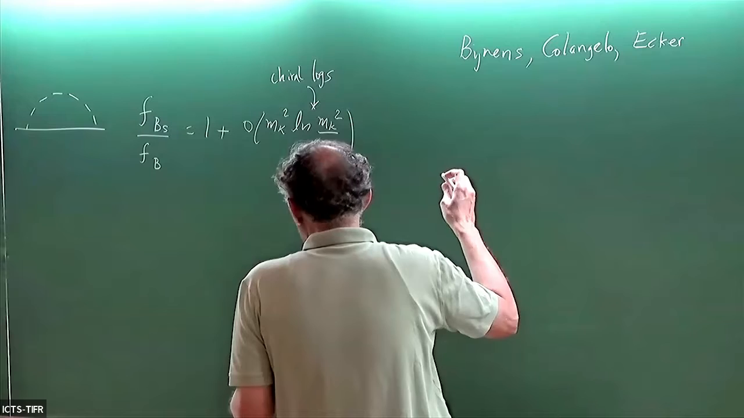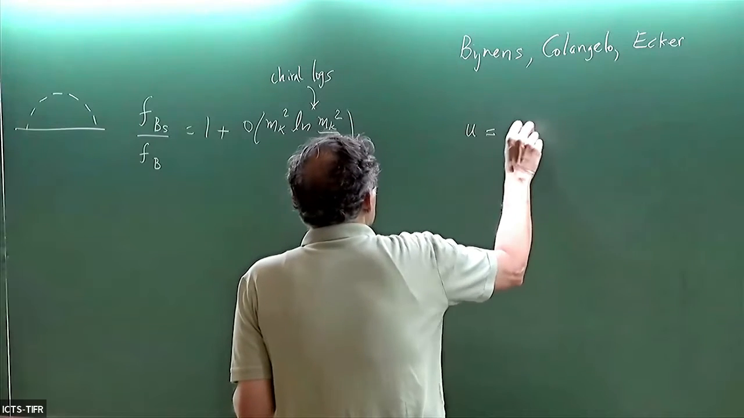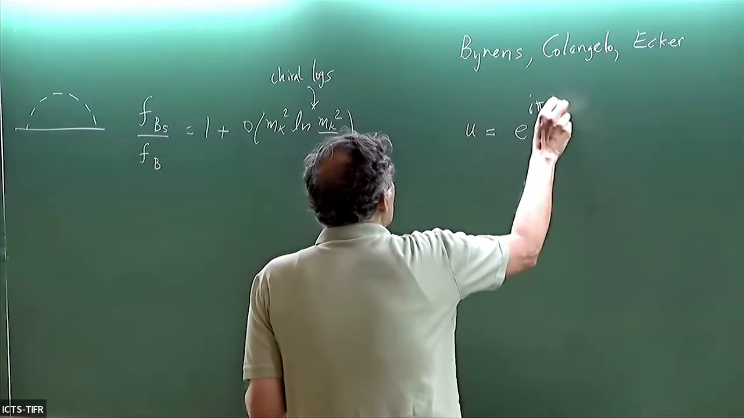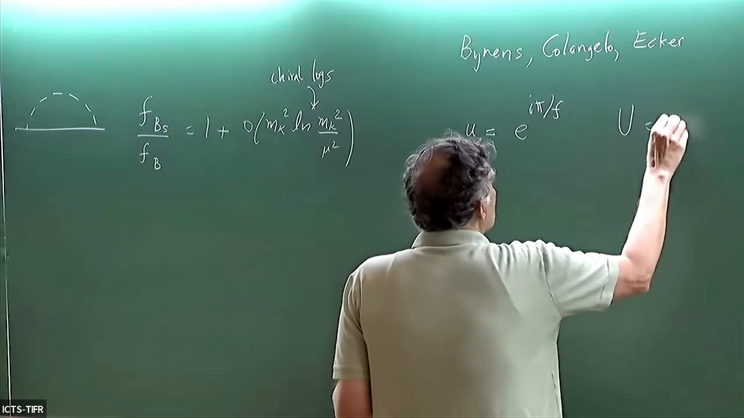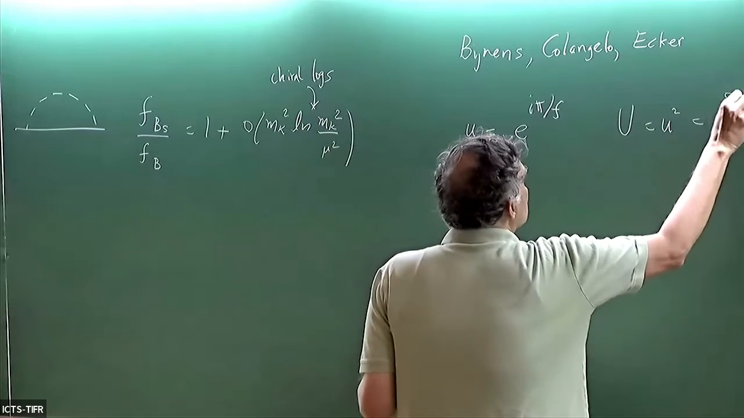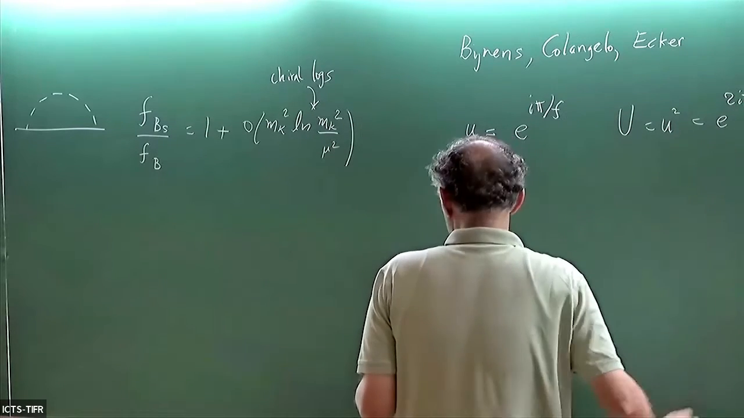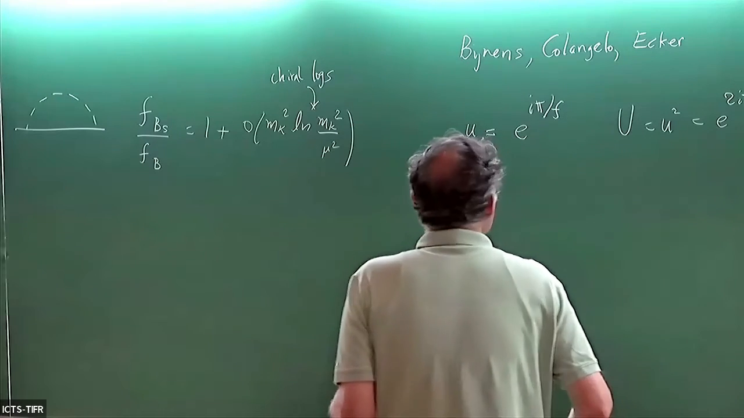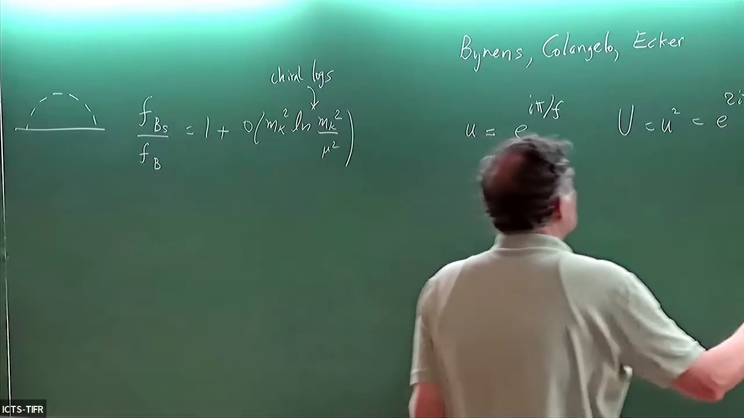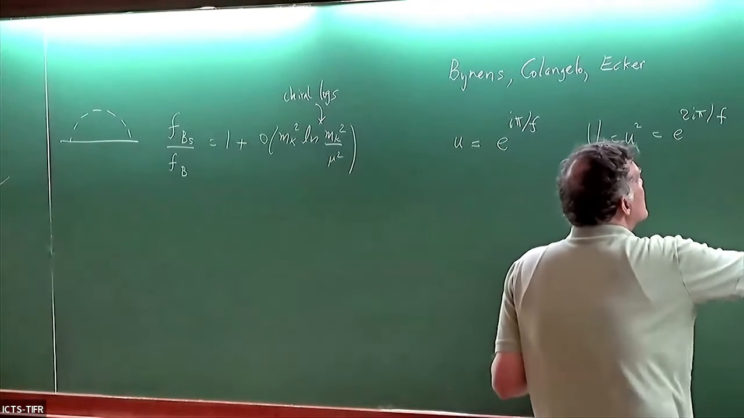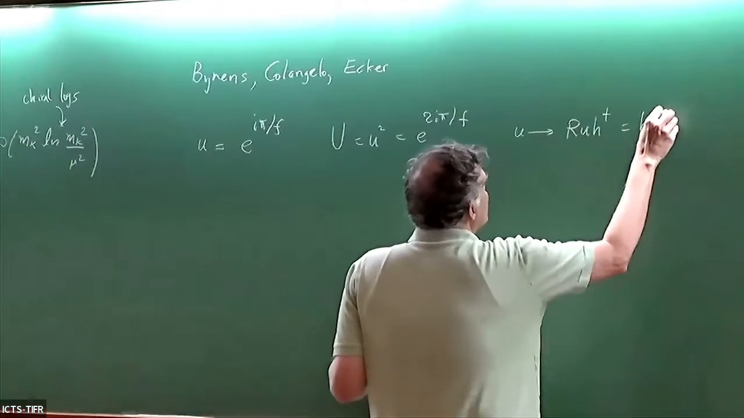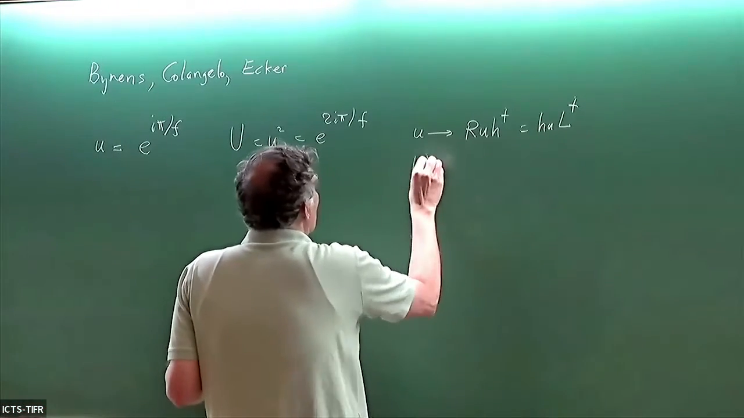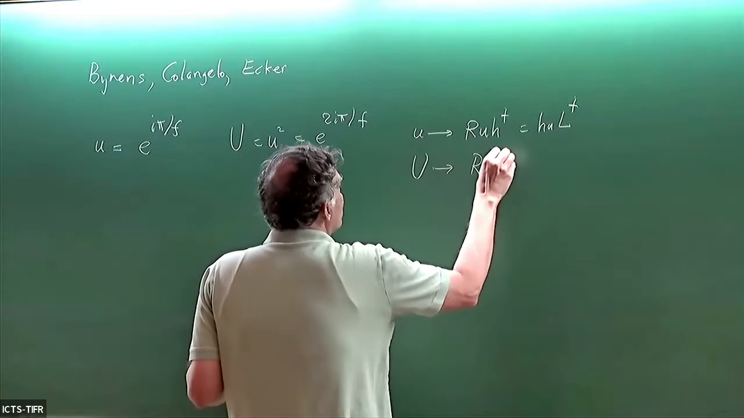So the notation is little u, I mentioned this in passing, is e to the i pi over f. Capital U, which is little u squared, is e to the 2i pi over f. And the transformation for this is u goes to R u h dagger, which is h u L dagger, and capital U goes to R capital U L dagger.